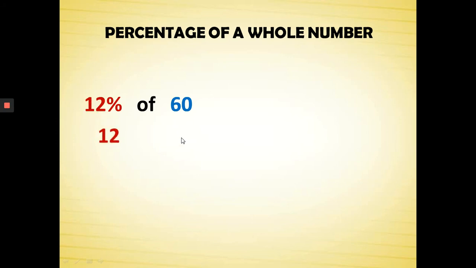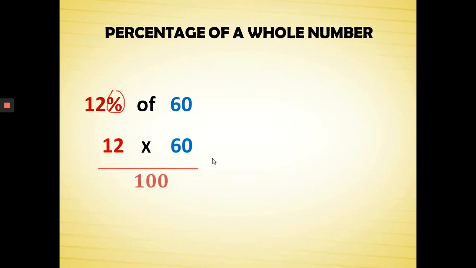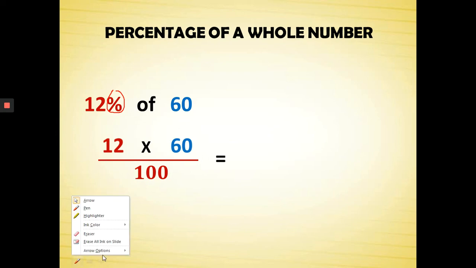So just get the number 12% times. Just change the of to times 60. So there. And then since that is percent, that means percent means of 100, right? Percent means of 100. That's why we write there over 100. Now 60 times 100, if you multiply them manually, that will be 12 times 60.